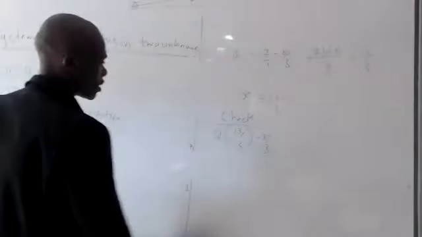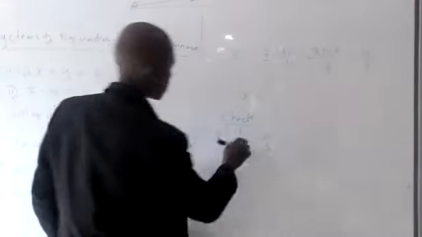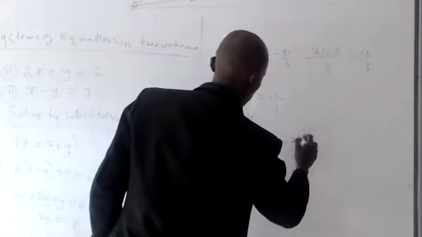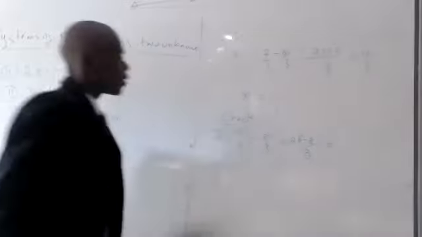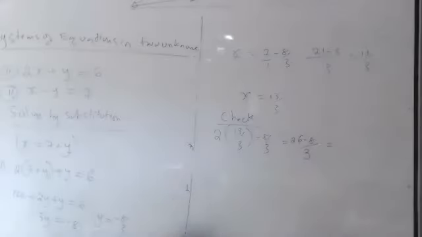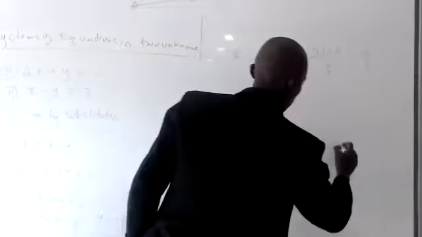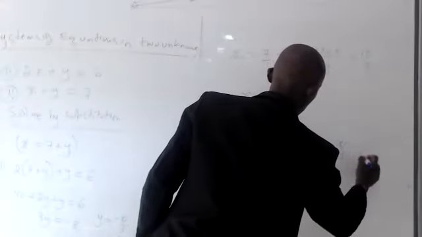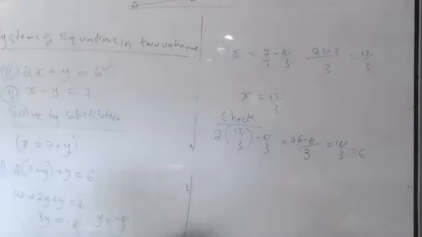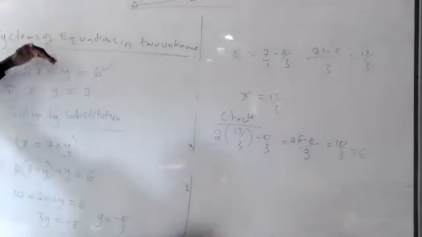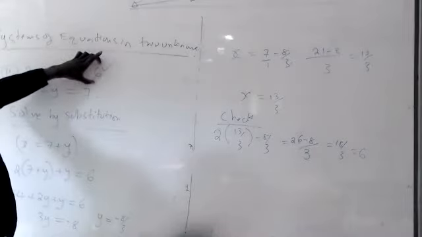Let's see what that gives us. So 2 times 13 is 26. So you have 26 minus 8 divided by 3. What is 26 minus 8? That's 18. 18 divided by 3 is 6. So the first equation is satisfied, because if you substitute, on the left-hand side we get what we have on the right-hand side.